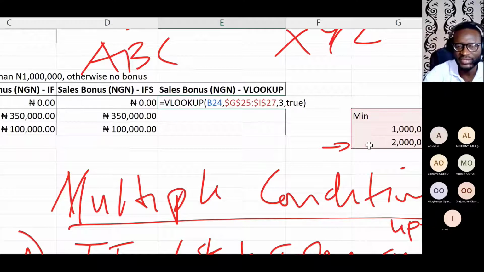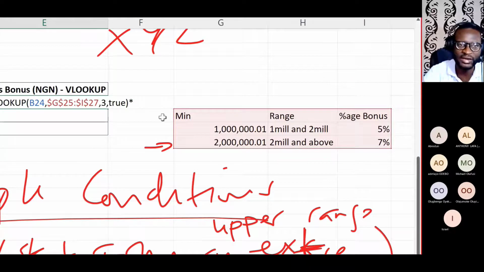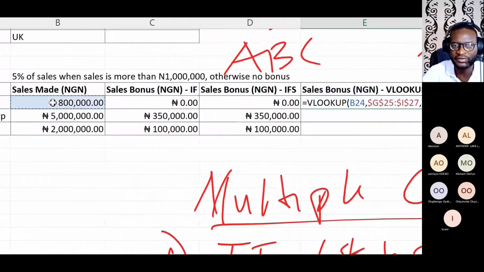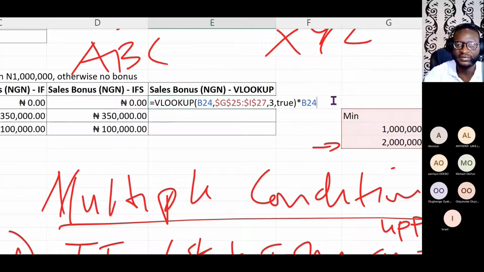Once I do this, it's going to get out for me the correct percentage. I will now say that percentage multiplied by the sales value. And c'est fini. This is it. So let's see it work.